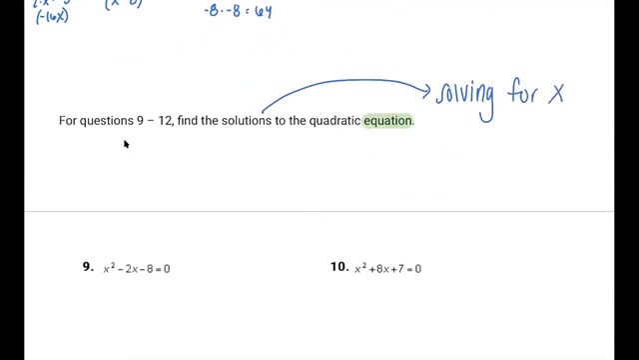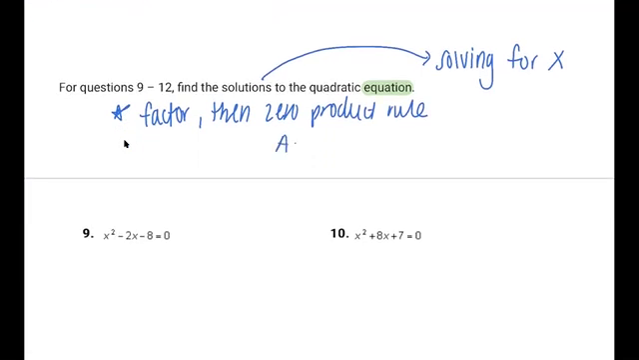And so the hint for problems like this is you first need to factor, and then we use that zero product rule. Basically the zero product rule says if I have A times B and that equals 0, then either A equals 0, B equals 0, or A is 0 and B is 0. So that's what that product rule means.